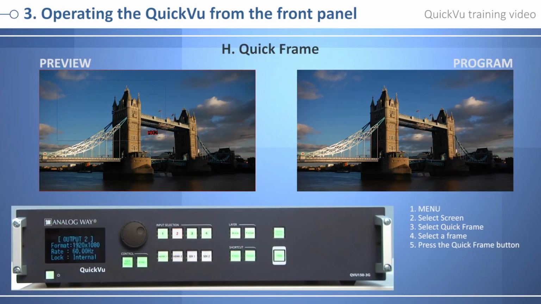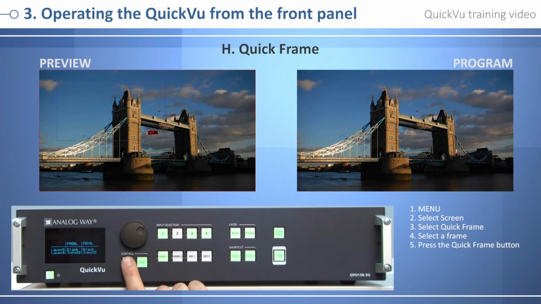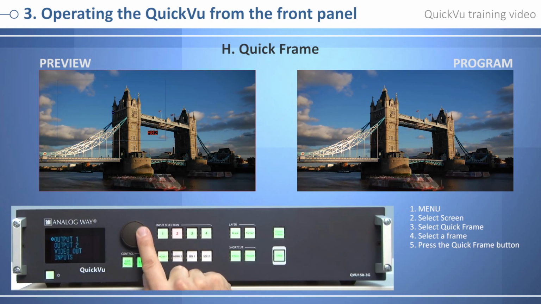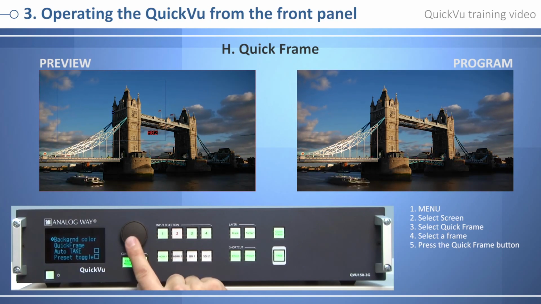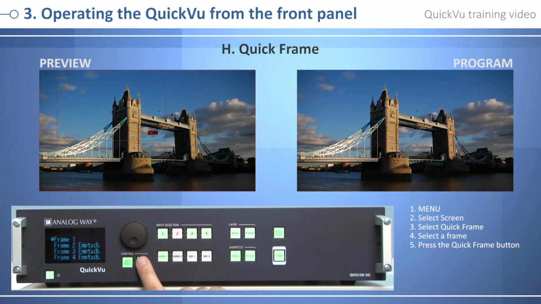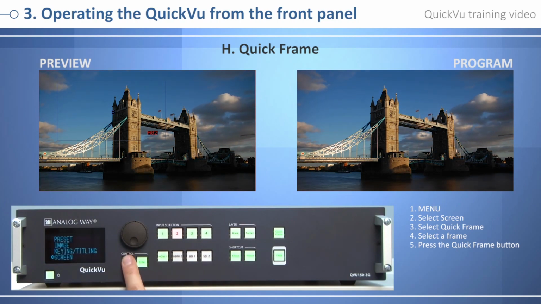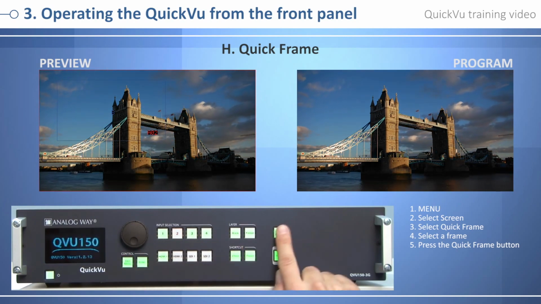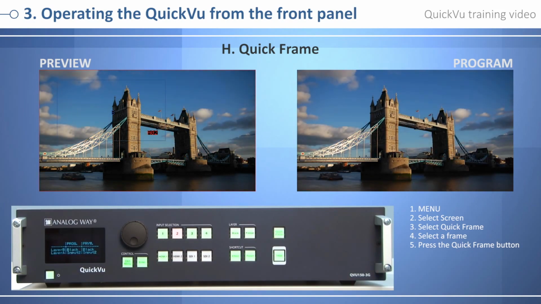QuickFrame. To configure the QuickFrame using the front panel, enter the menu by pressing Exit Menu. Select and access Screen Settings. Select QuickFrame, press Enter again, select the frame you want to assign to the QuickFrame, press Enter. At any time during your show, you can press on the front panel's QuickFrame button to display the frame previously configured. Press again to disable the feature.